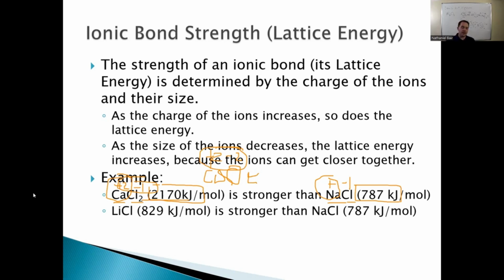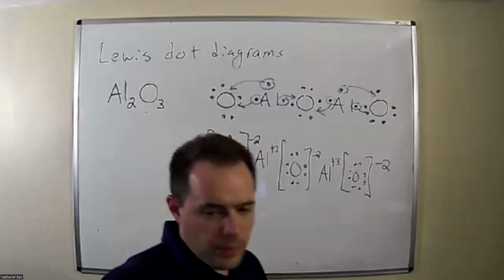But what if it's a tie? So lithium chloride versus sodium chloride. Lithium chloride +1, -1. Sodium chloride +1, -1. So it's a tie for charge. Now it's going to come down to size. Because lithium is smaller than sodium, the ions can get closer together, and therefore it would be slightly harder to separate them. I'll show you what I mean.